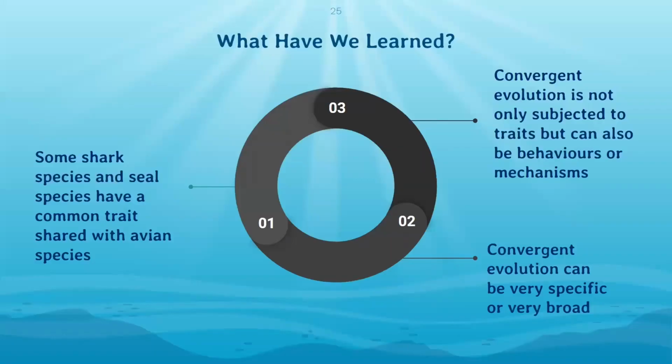This study taught us that some shark species along with some seal species have a common trait or mechanism with avian species. We had only thought of bats and birds or whales and sharks when it came to convergent evolution, but we now have another more specific example to think of.